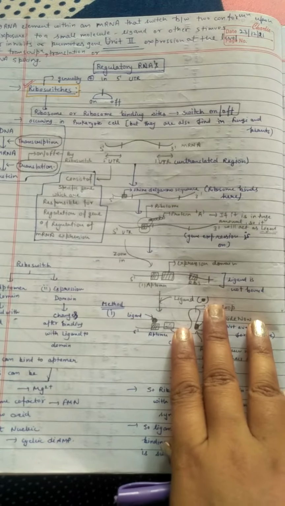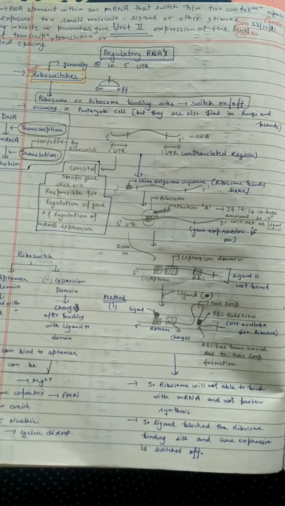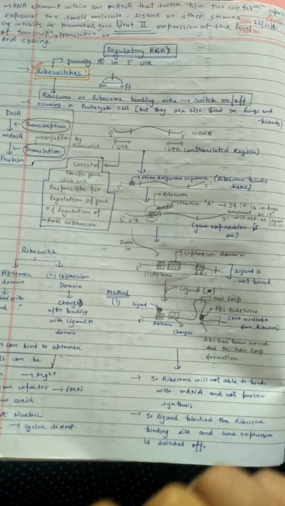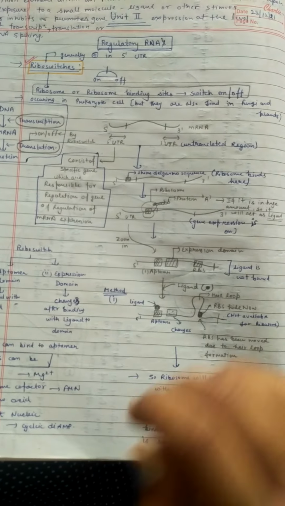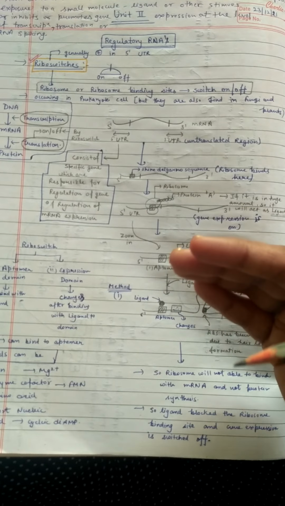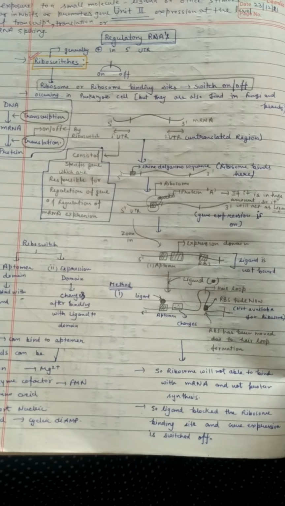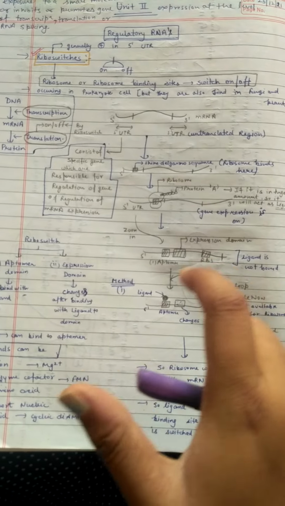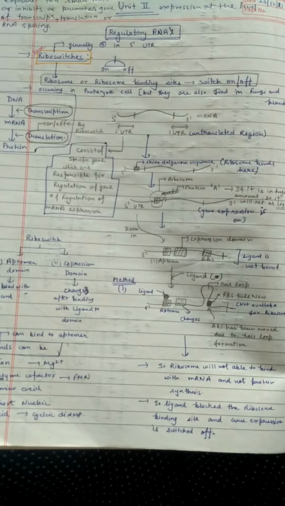Before starting the video on regulatory RNA, I want to tell you about the basic structure and basic definition of regulatory RNA. As we all know, there is a central dogma process: from DNA, mRNA is formed with the help of the transcription process, and from the mRNA, proteins are formed with the help of the translation process. So this follows the central dogma process.